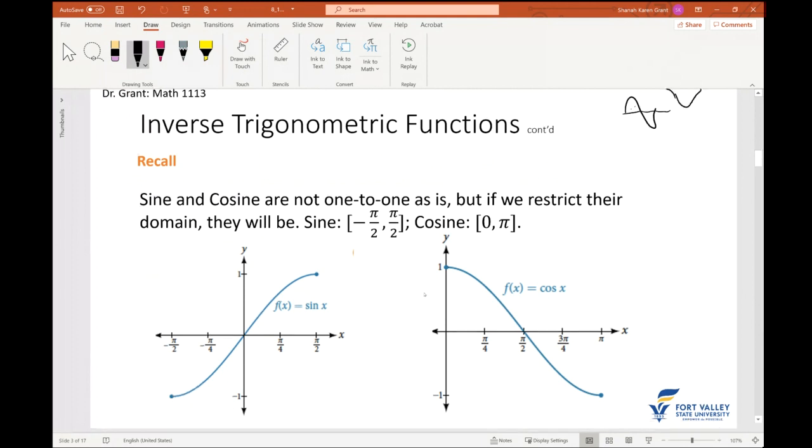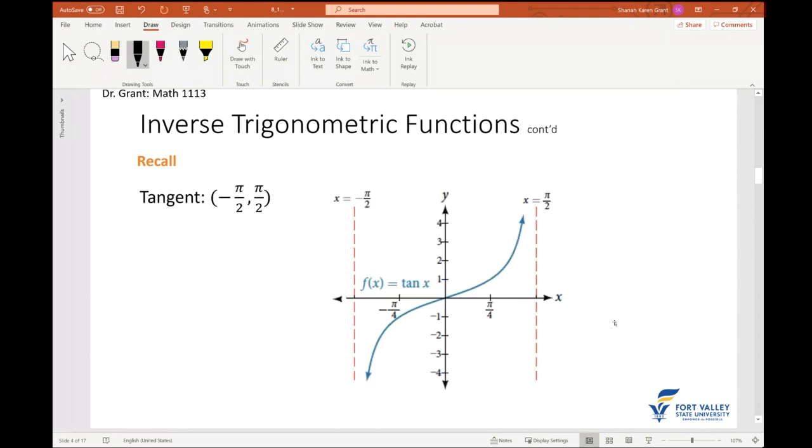them to be one-to-one. Specifically, if we restrict the sine function between negative pi over 2 and pi over 2, then it now becomes a one-to-one function and it passes the horizontal line test. Likewise, for the cosine function, if we restrict the function between 0 and pi, it also becomes a one-to-one function that passes the horizontal line test. Tan is naturally a one-to-one function, so we don't have to restrict the domain.